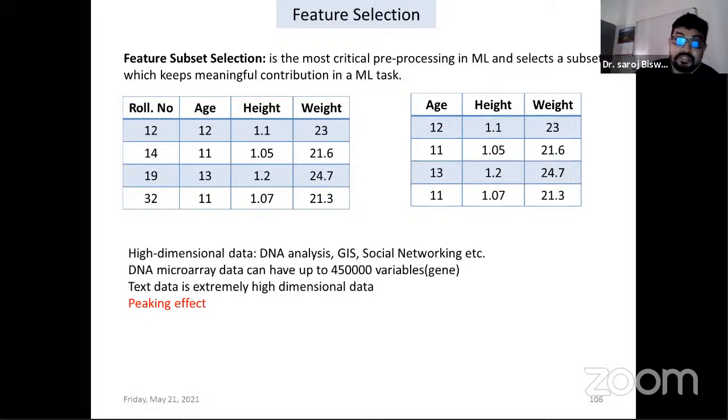Yes, our data set is very big, because nowadays we are handling different kinds of multi-dimensional data, or you can say high-dimensional data. For example, DNA analysis, the GIS system, and then social networking. Social networking is what? Text analysis from, say, Twitter, text analysis from Facebook, from different shopping sites, right? Online shopping sites. So you can have millions and millions of data.